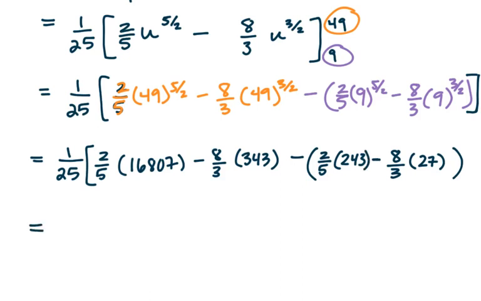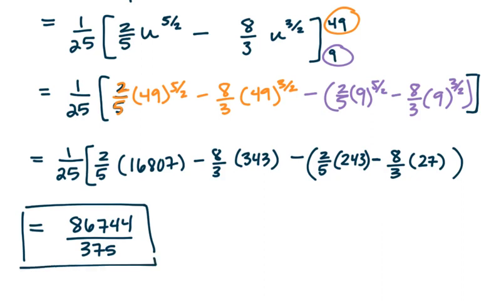And I'm just going to jump to the answer. We end up with 86,744 over 375. That is the value of our definite integral.